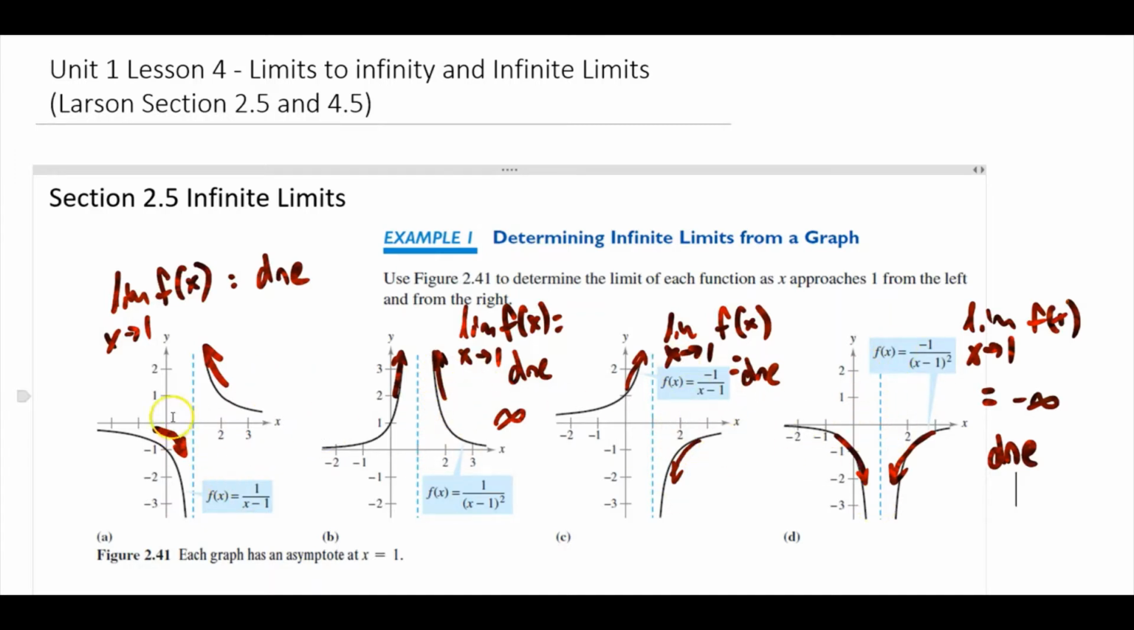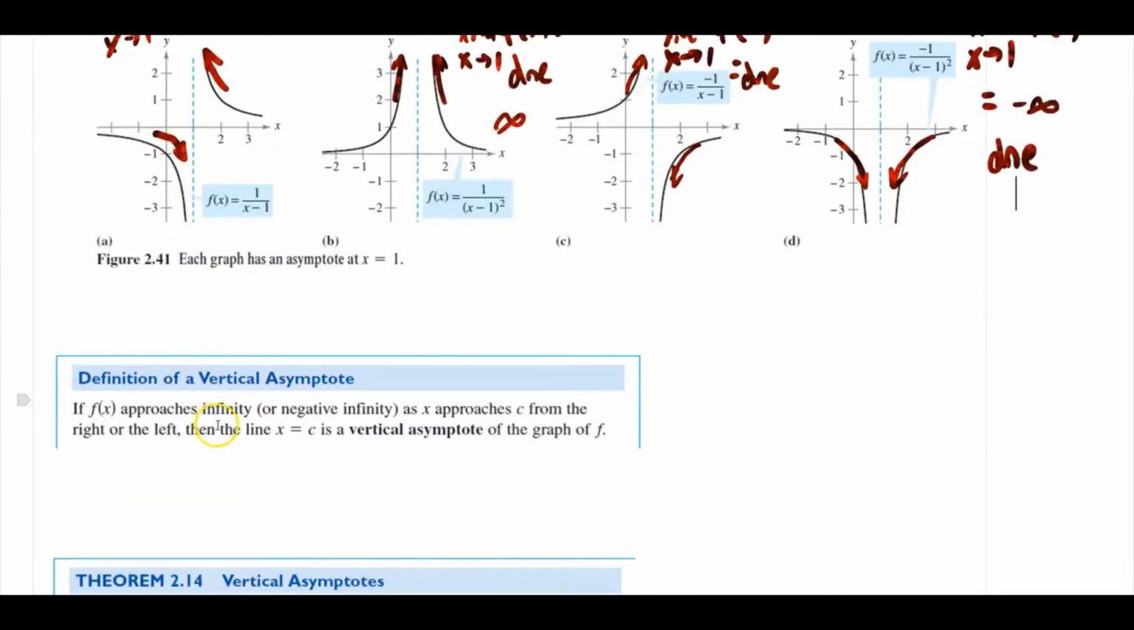So we have a limit way of describing what a vertical asymptote is. It is when you have a function approaching infinity or negative infinity as x approaches c, and the c value is an x value, from the right or the left, then the line x equals c is a vertical line, right? Because all of our x values are on the x-axis, so we get a vertical asymptote at x equals c for our graph of f.